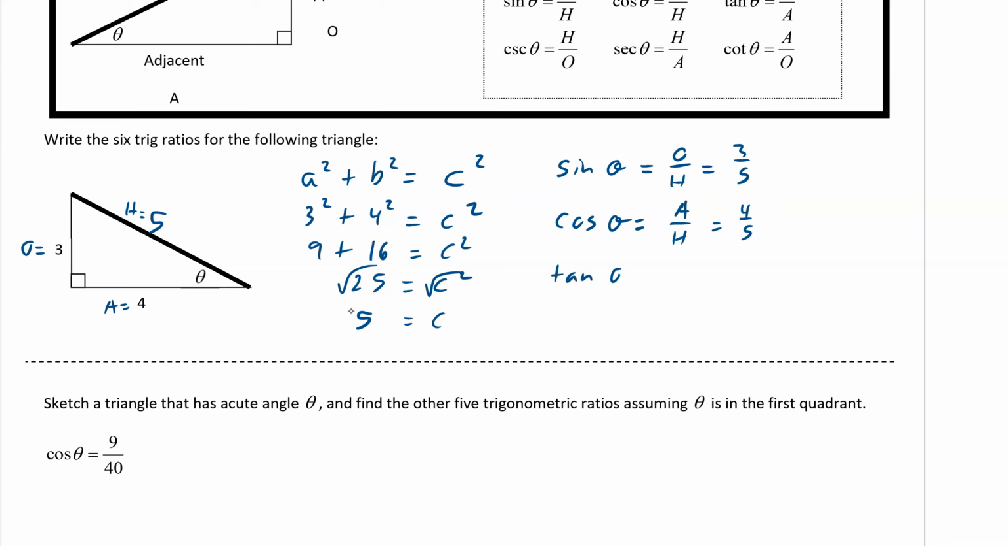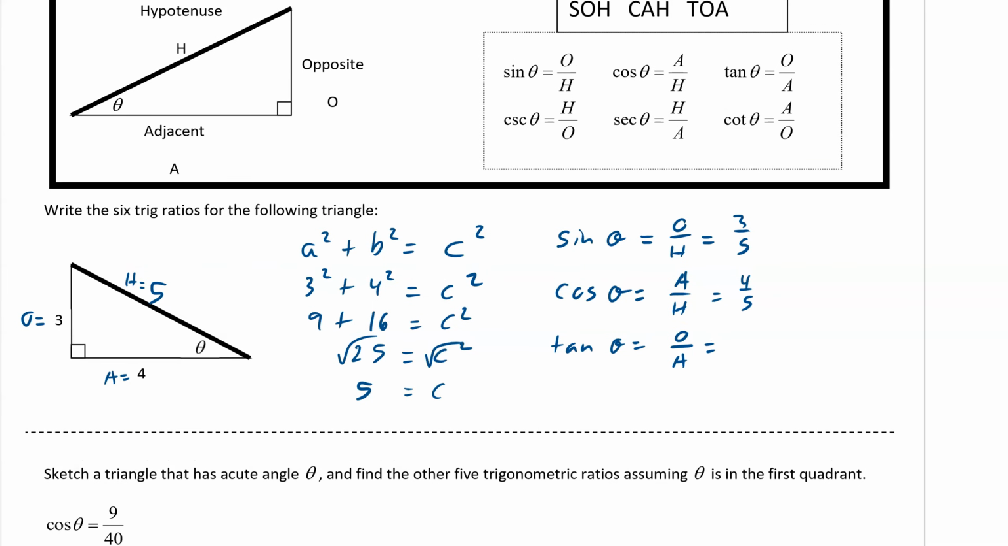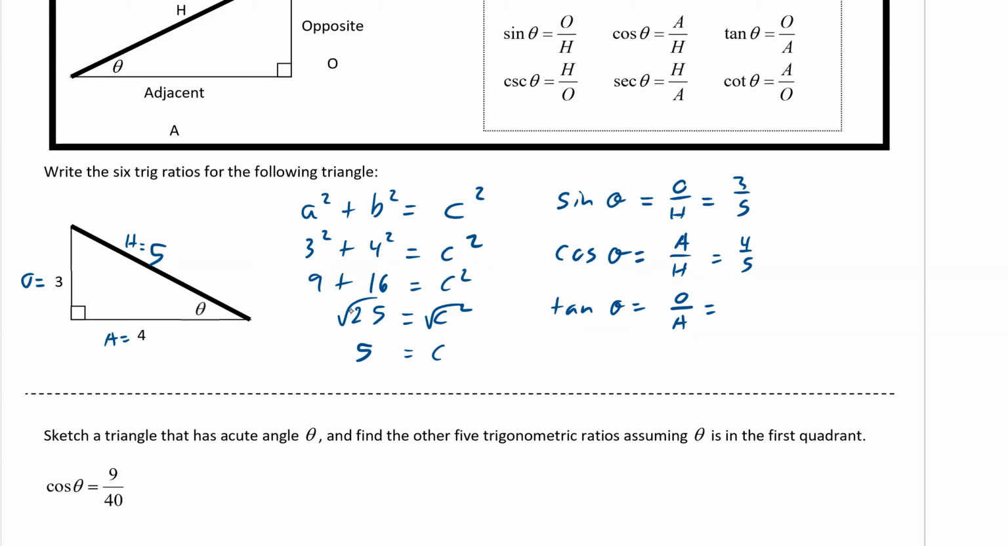And then tangent theta is opposite over adjacent. That's our SOHCAHTOA. So you can remember it, SOHCAHTOA. And so TOA, tangent, opposite, adjacent. So that would be 3 over 4.